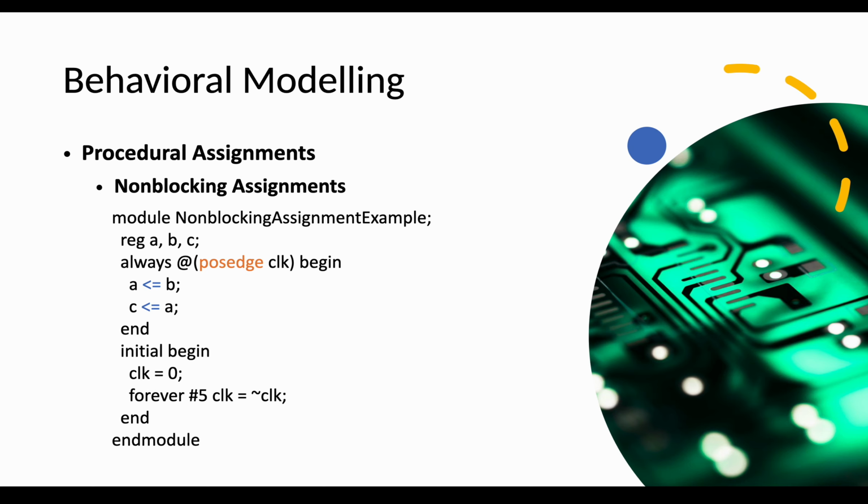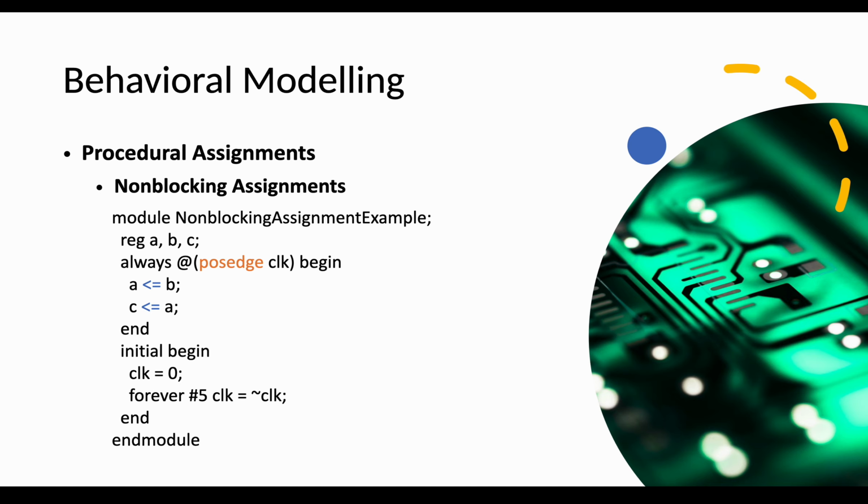Here is an example of non-blocking assignments. I have defined A, B, C as registers. Always @(posedge clock) begin A <= B; C <= A; end. Which means that C is not holding the value of B here. It is holding the value of A. That assignment operation will take place at the end of the time step. So at the end of the time step, A will get the value of B and C will get the value of A.